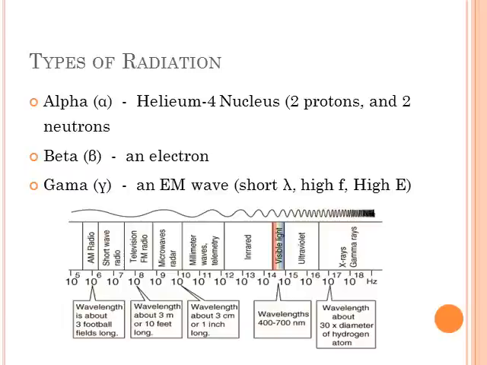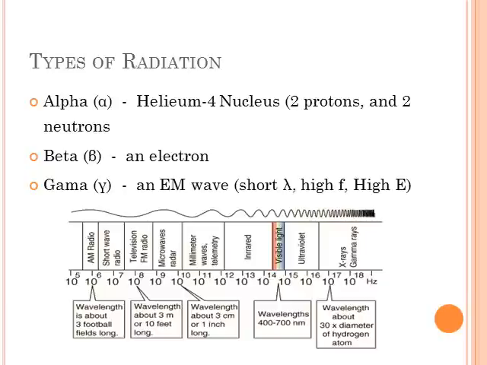So let's go over the three types. An alpha particle is simply a helium-4 nucleus. That means it has 2 protons and 2 neutrons. A beta decay is an electron that is shot out from the nucleus, which is strange since there are none there. And a gamma decay is simply when energy is lost. All the particles stay there, but you lose energy in the form of an electromagnetic wave.